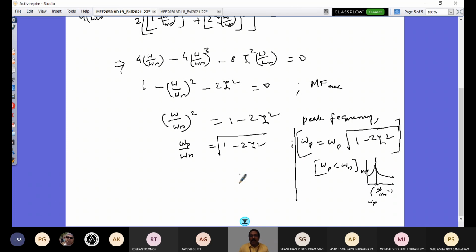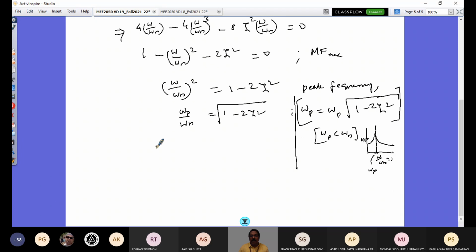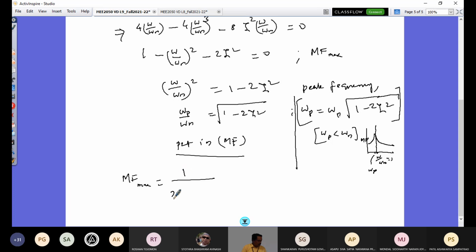Now, what is the peak value? I should substitute this back in the function, right? I leave it to you as homework to do, and I'll write that now. So putting this in the MF expression, I get the maximum value of MF. So MF max, the peak value, would be equal to this, 1 by 2 zeta into under root of 1 minus zeta square.